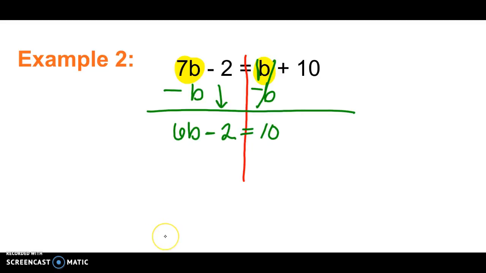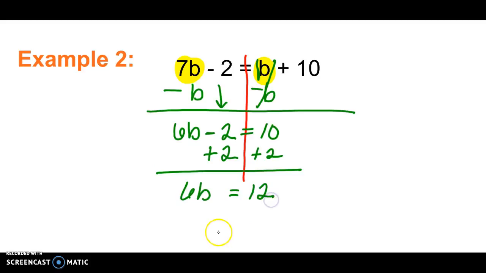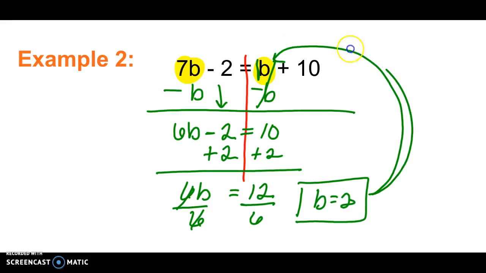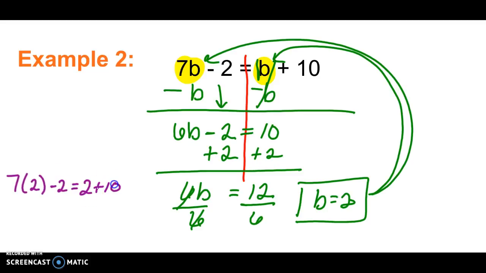Now it's a two-step equation. Get rid of addition and subtraction first, so I'm going to add 2. And I get 6b equals 12. And now it's a one-step equation. Divide both sides by 6, and you get b equals 2. Again, you can substitute this back in to check. You get 7 times 2 minus 2 equals 2 plus 10. 7 times 2 is 14, minus 2 is 12, and 2 plus 10 is 12. So I'm correct.